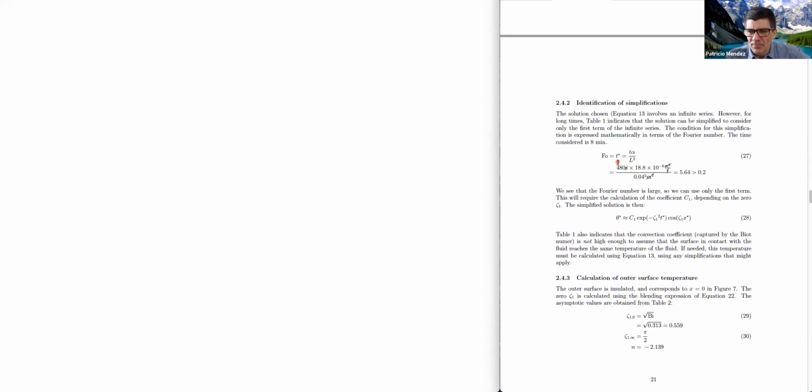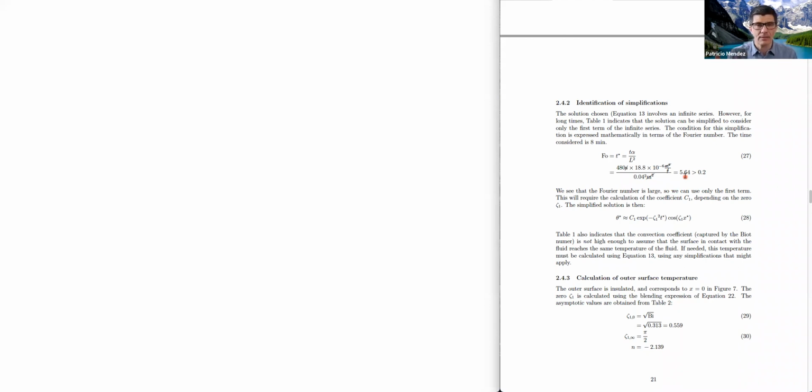The Fourier number is alpha t over L squared. We plug and chug, with t equal to 8 minutes, and it is 5.65. Now we got one piece of good news. It's more than 0.2. Actually, it's a lot more than 0.2. This means that the infinite series is easy to deal with, because we're going to use only the first term. We're going to take that one seriously, but only that one. Life is so much better.